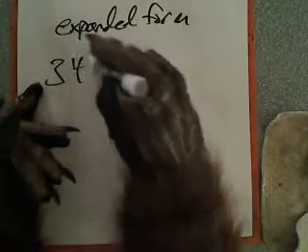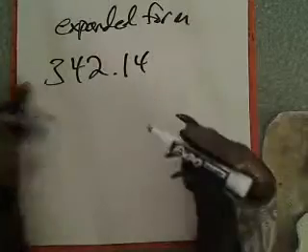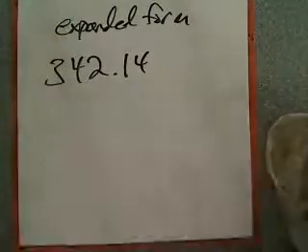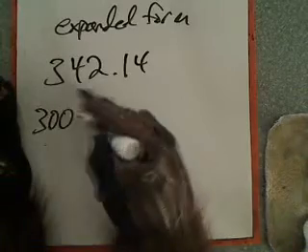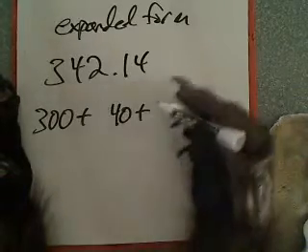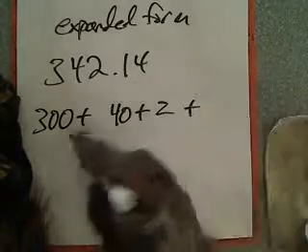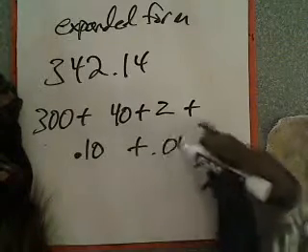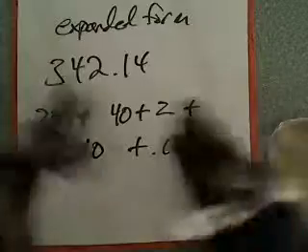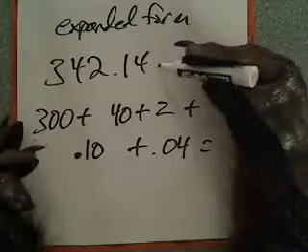It's called expanded form. Expanded form would be something like this. It's where you spread it out, you stretch it out. 300 plus 40 plus 2 plus 10 plus 0.04. And if you swish that all together, it'll come back to your original number.